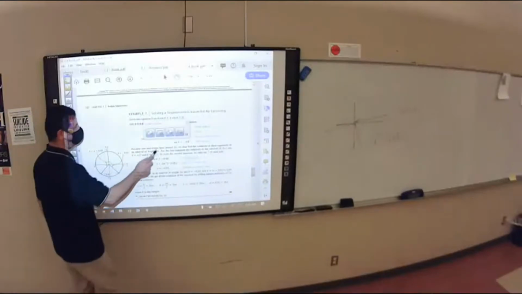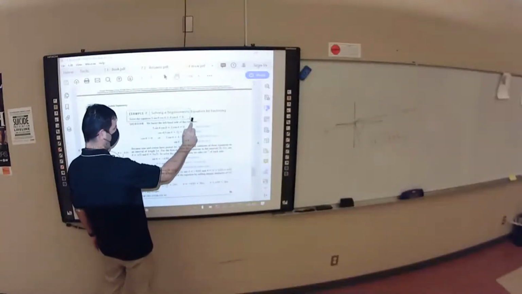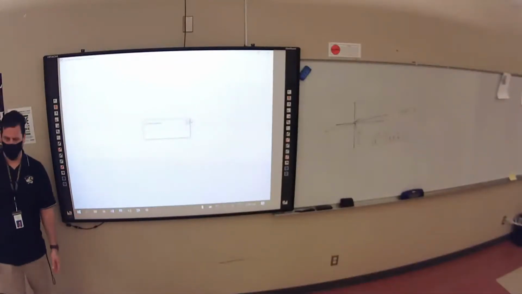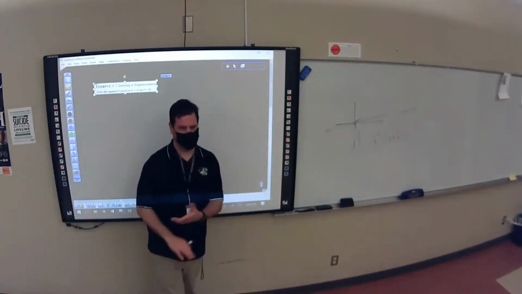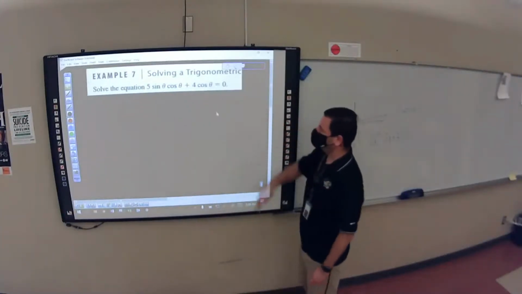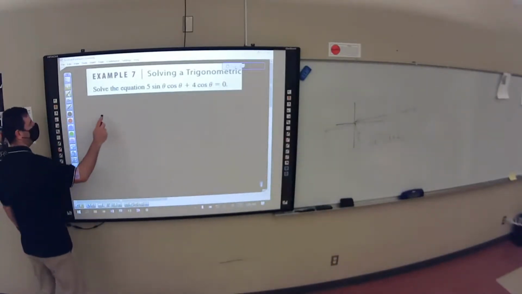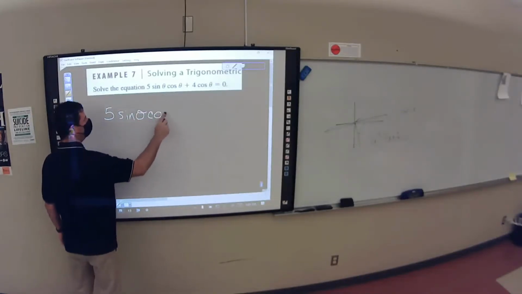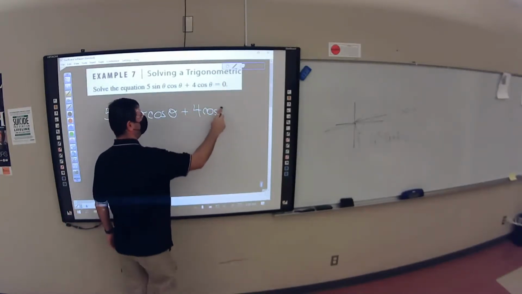Now we're gonna get a little hard. This is number 7. It just says solve. I'm assuming again, when we solve, we just find all of them. To me, if you can find the first one and the second one, you're golden. Solve the equation: 5 sine theta cosine theta plus 4 cosine theta.